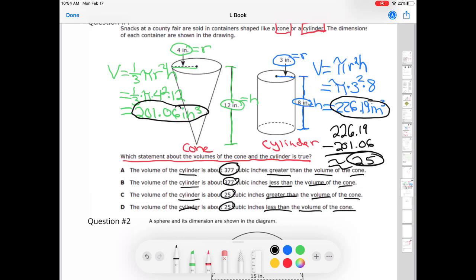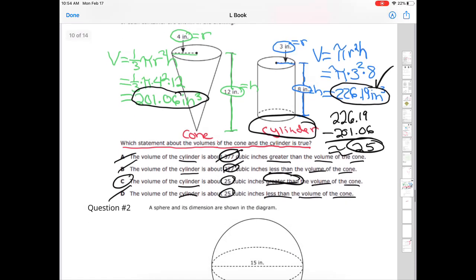Now automatically, if you get 25, you're going to get rid of A because this says 337. You're going to get rid of B because this also has 377. So those two answer choices are incorrect. So you're between C and D. So you had 201, you had 226. So this was the larger number, which was the cylinder. So cylinder was greater than the volume of the cone. So your answer is C.